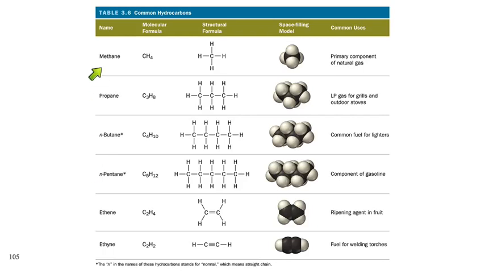So these all end in ane. And when we look at their structural formulas, we see they only have single bonds. Ethene, eth is a prefix that means 2 carbons, and ene is the suffix that means a double bond. So this is 2 carbons with a double bond. Ethyne has a triple bond, so 2 carbons with a triple bond.